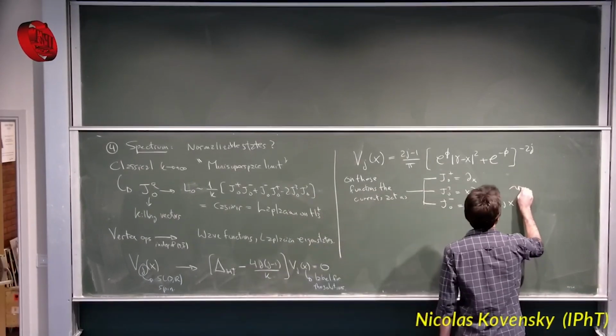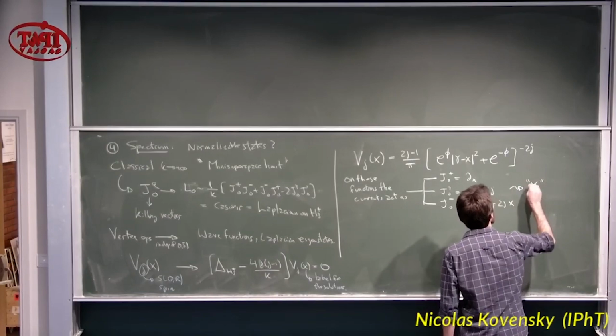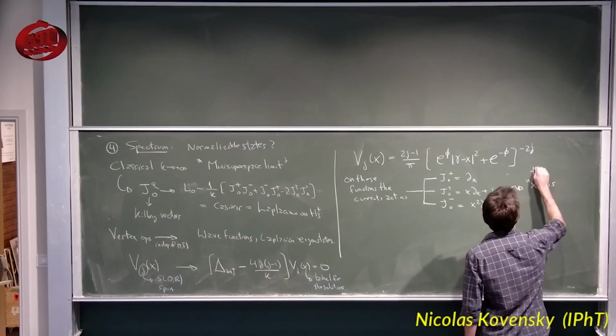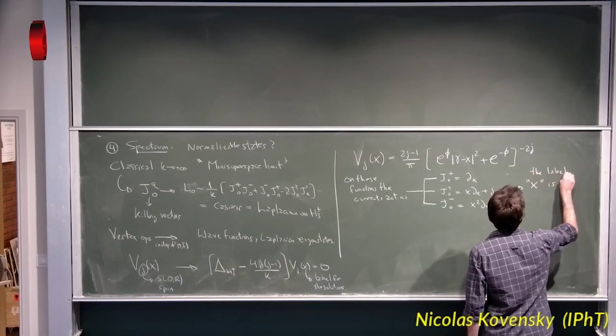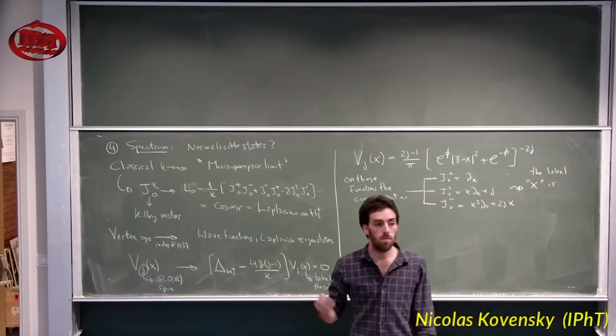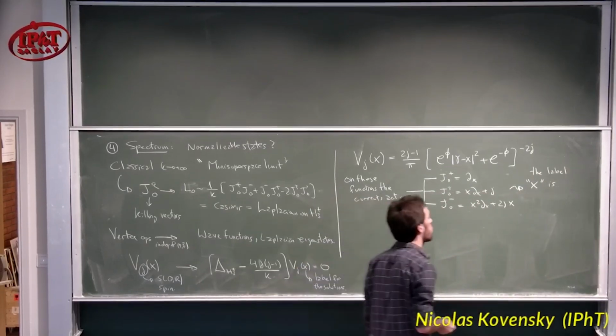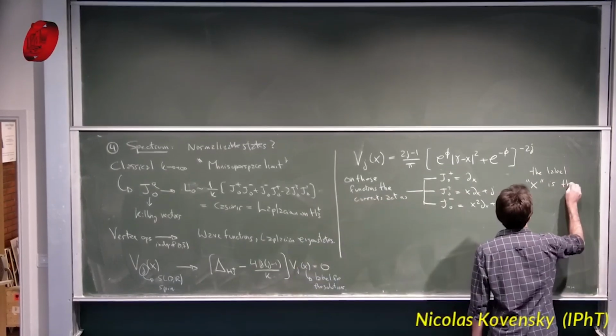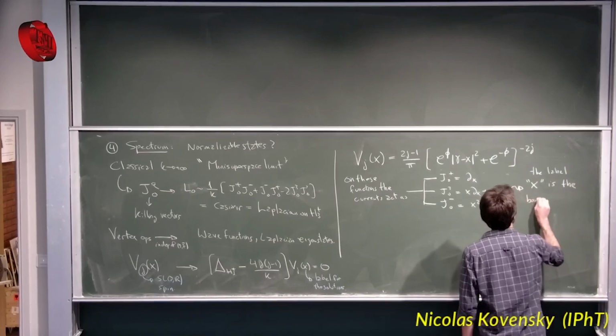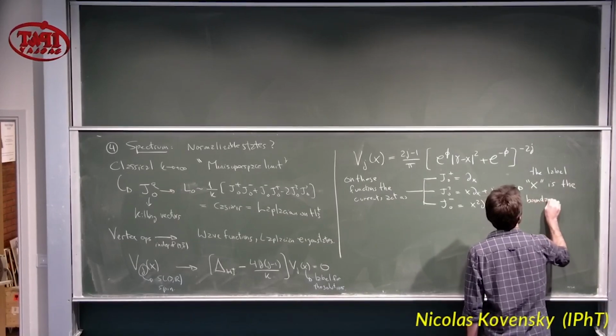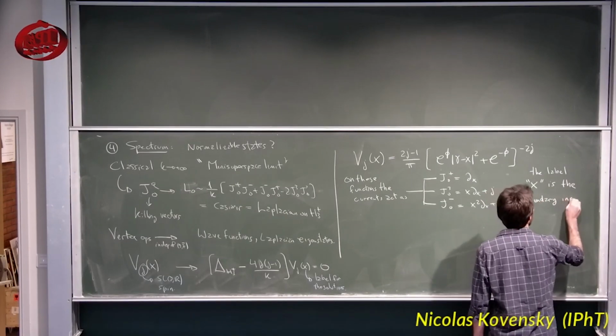And again, this tells me that x, which from the worldsheet point of view is just a label of the solution, or from the spacetime point of view, is the boundary coordinate. Or it will be the boundary insertion point.